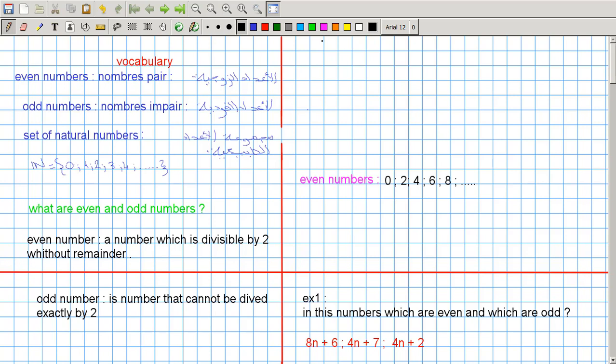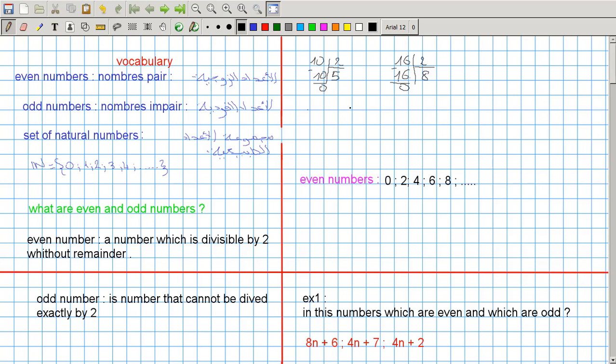For example, 10. If I divide 10 by 2 equal 5, 5 times 2 equal 10. 10 minus 10 equal 0. For example, 16 divided by 2. 16 divided by 2 equal 8. 8 times 2 equal 16. 16 minus 16 equal 0.